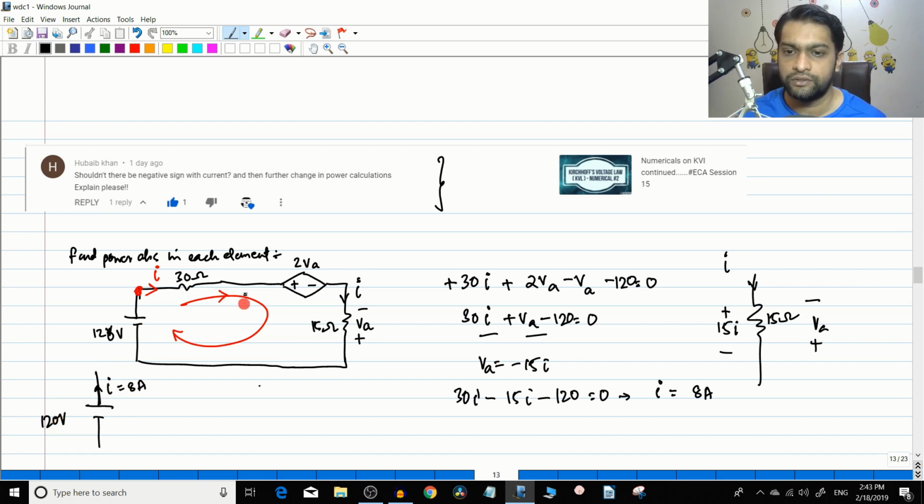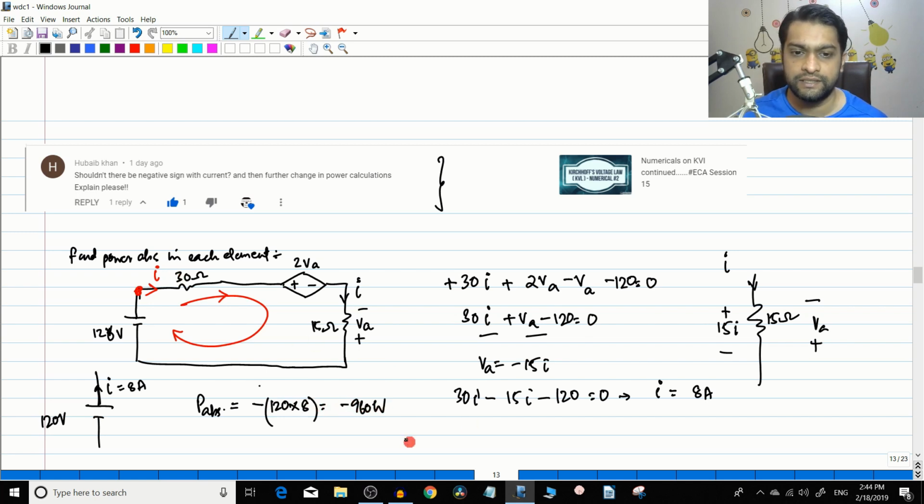This is 120 volts. They have asked for the power absorbed, so we have to write the power absorbed. You can see that the current is coming out of the positive terminal, which means the power generated will be positive. But they have asked for power absorbed, so if power generated is positive, power absorbed will be negative. So minus, what is the voltage? 120 into 8. So this is minus 960 watts.